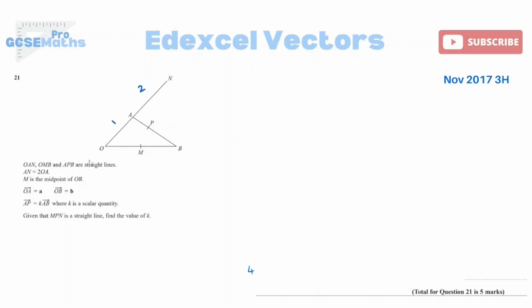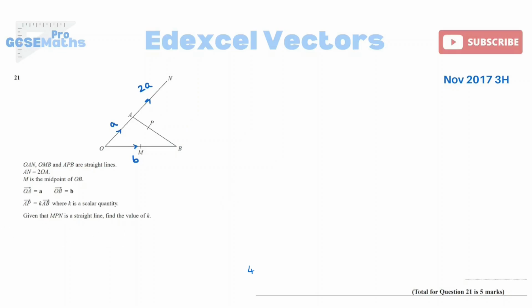Then they've given us actual vectors, so O to A is the vector a, which now actually, given that, if that's a, then this AN must be 2a, mustn't it? So the whole line would therefore be 3a. OB, I'll try and draw here, is the vector b. And they've said A to P is equal to k multiplied by AB, where k is a scalar quantity. Basically just saying that AP is a smaller version of AB, isn't it? That's fine. Given that MPN is a straight line, find the value of k.